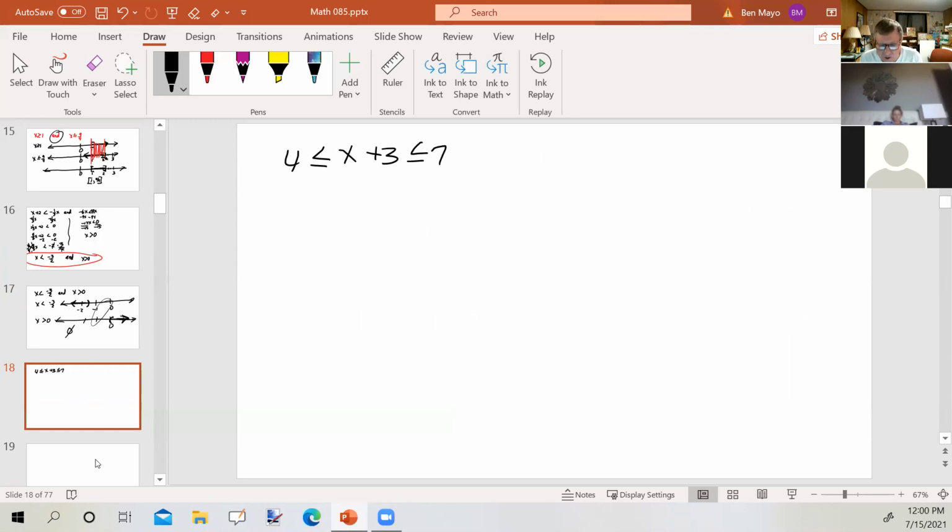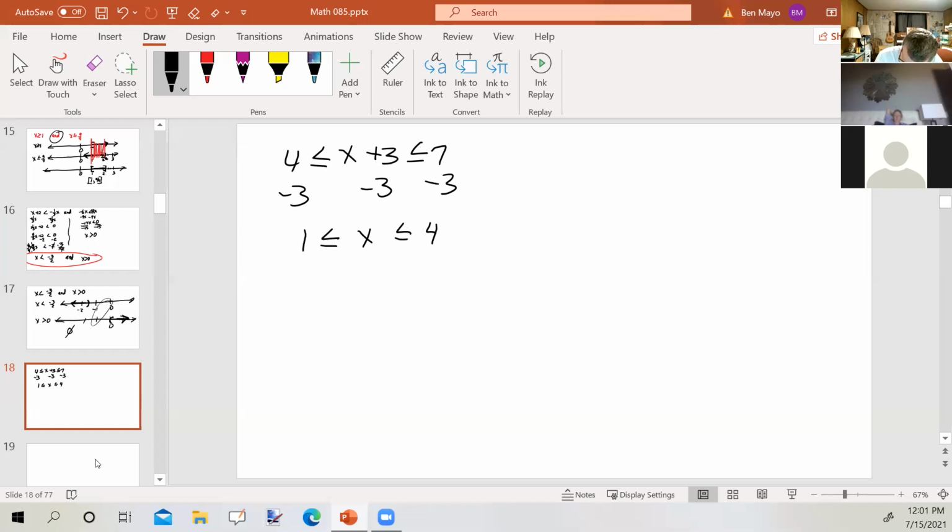There are three parts to this inequality. There's the left end, the right end, and the middle. We want to solve for the variable in the middle. Because there are three parts, anything we do to one part, we must do to all three. To get x by itself in the middle, I need to subtract 3 from the middle. So I'm also going to subtract 3 from the left and the right ends as well. 4 minus 3 is 1, less than or equal to x, less than or equal to 4. Okay? Any questions about that?